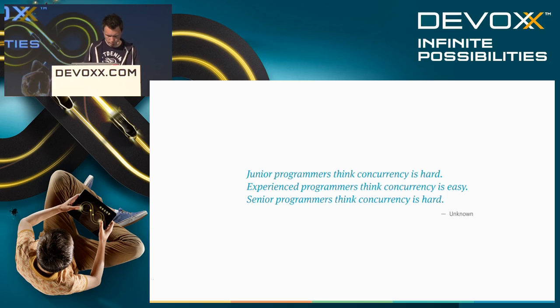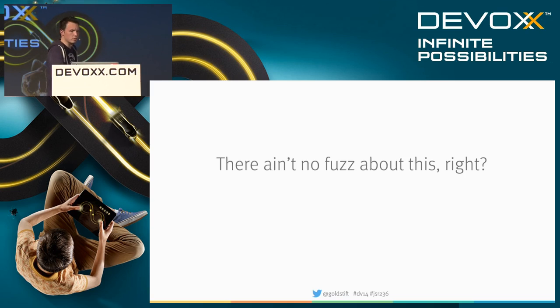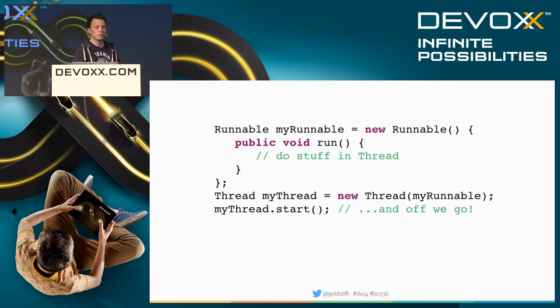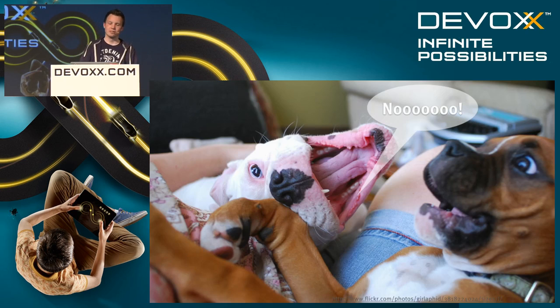Oh, seems my clicker is broken. Anyway, there ain't no fuss about concurrency, right? If I want to do some things concurrently, all I can do is create a new Runnable, implement the stuff I want to do in the separate thread in the run method, create a new thread with this Runnable, start the thread, and I'm finished. It's asynchronous, it's perfect, it's non-blocking, it's fine. Well, turns out we often end this way.